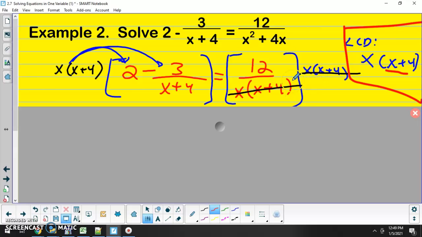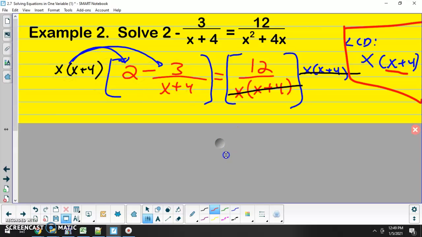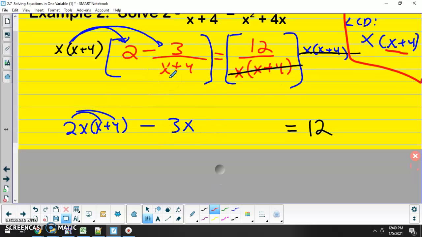Okay, so multiply the right side by x times x plus 4. That will cancel this out. Over here, you have to remember to distribute to even the 2 here. You have to distribute x times x plus 4. And when you distribute to the second term here, this fraction, the x plus 4 will cancel out, but not the x. Okay, so it will look like this.